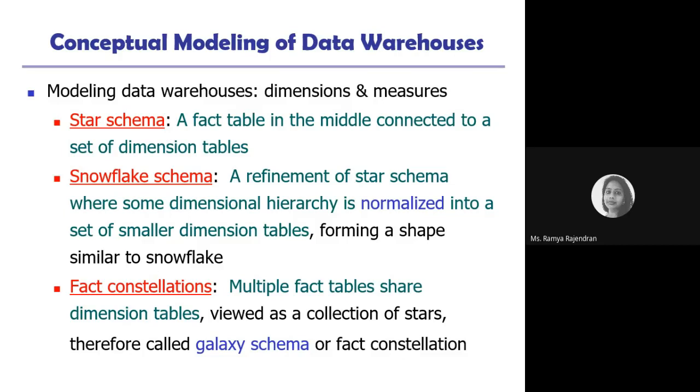So there is another one called Galaxy Schema. Here there will be multiple fact tables with dimension tables. This will be more spread out when compared to the other two, which is why it is called a fact constellation or galaxy schema. So these are the three important schemas which are very popular for data warehousing: star schema, Snowflake, and galaxy schema. I'll show you an example for each of these so that you'll be able to understand it better.